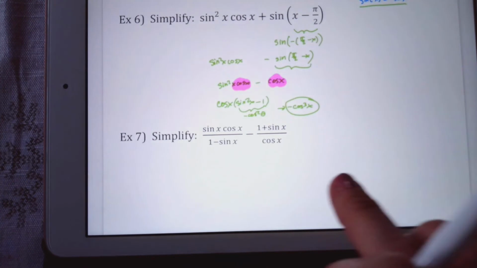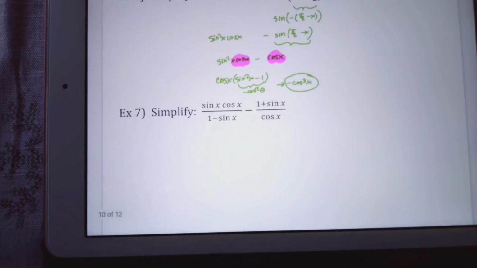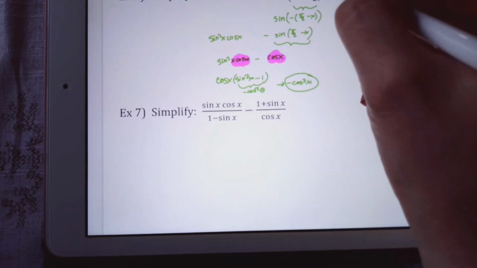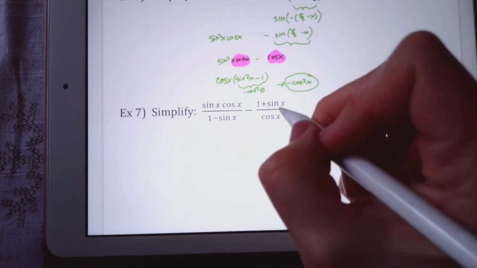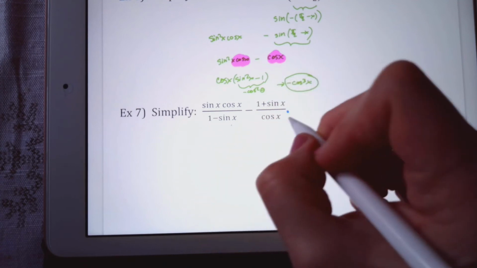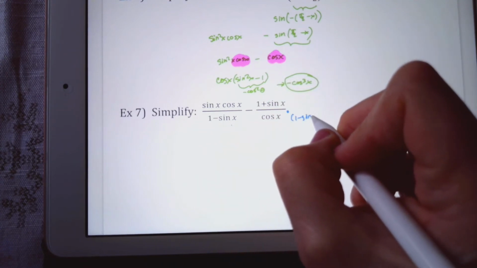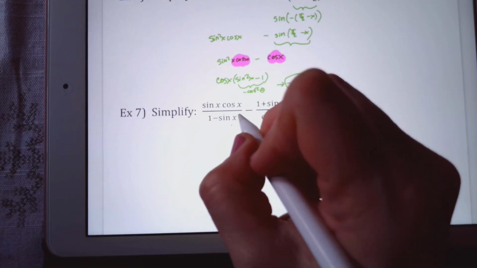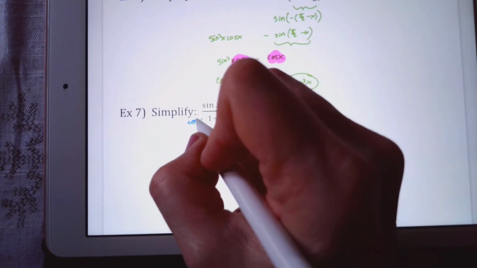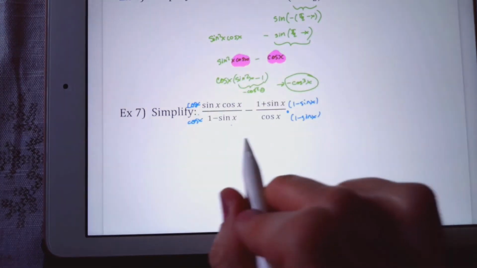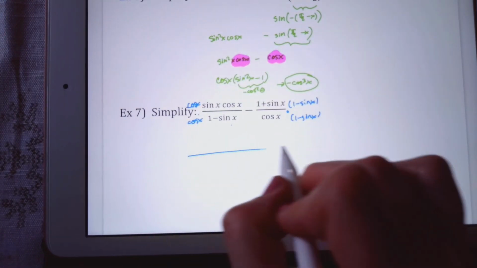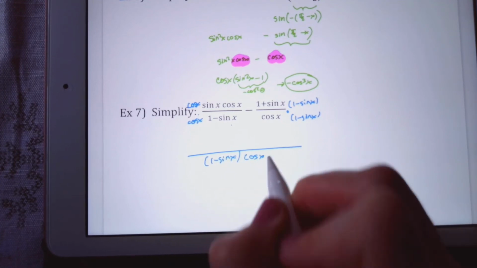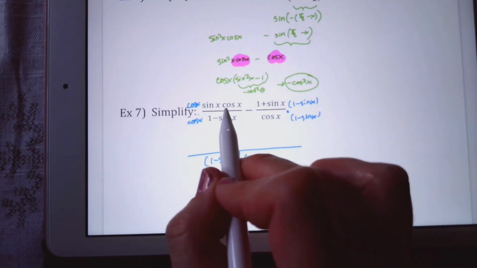Okay. All right, so example 7. Definitely want to have two fractions. Usually the thing to do is get a common denominator and put them together. So we'll do that. So that means that I'm going to give a 1 minus sine to this guy. And 1 minus sine. And that means I'm going to be giving a cosine over here, to get my common denominator going. So when I write it, I got 1 minus sine times cosine is my common denominator.